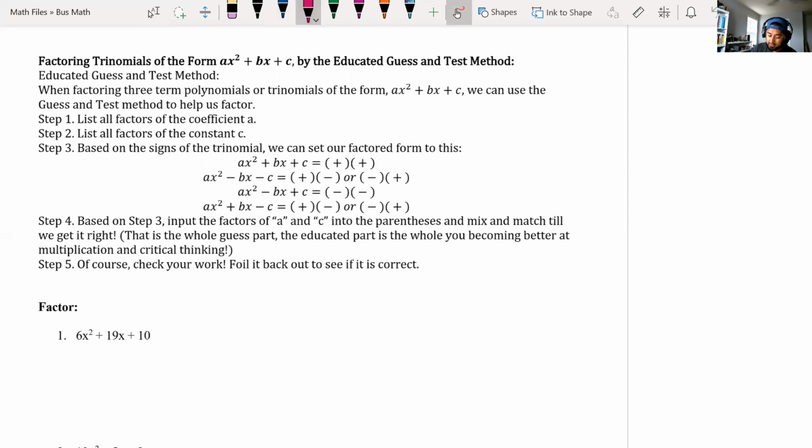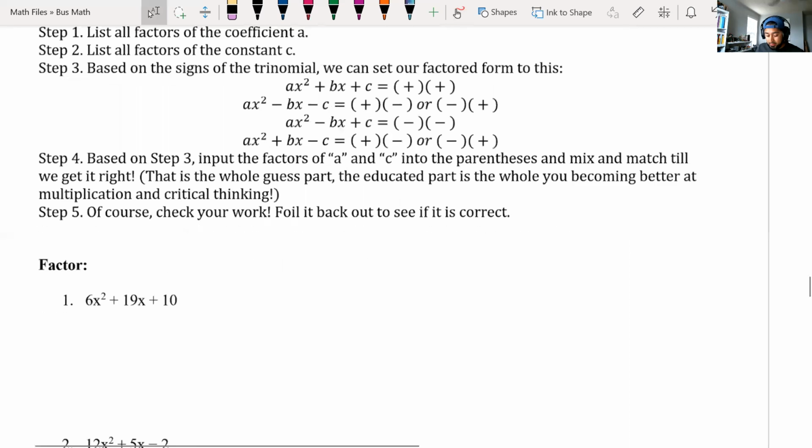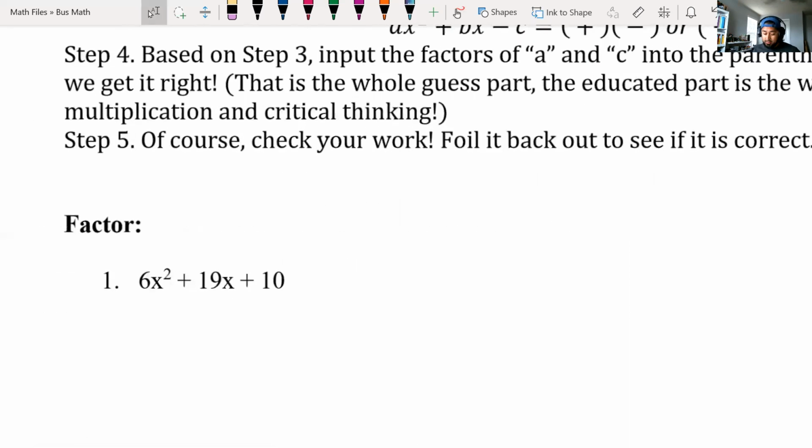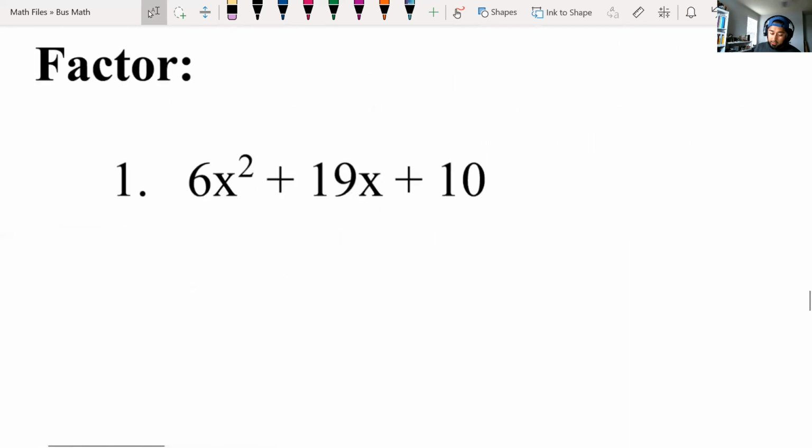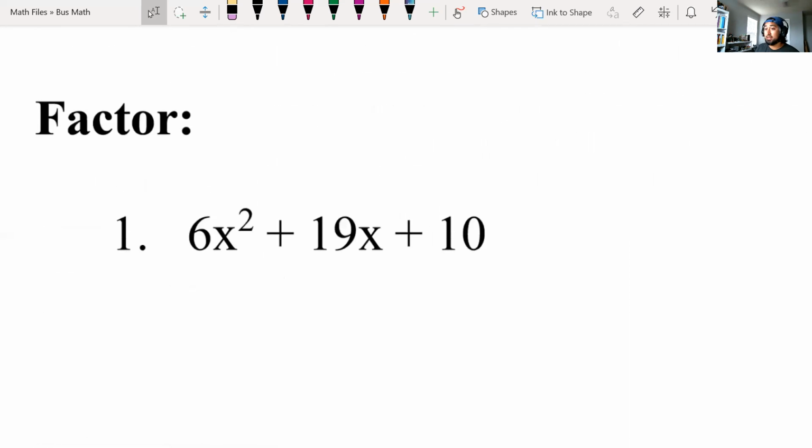And then just like last time, whatever the signs of your trinomial are, that's going to tell us how to set up our parentheses. And then based on all the factors we have from the leading coefficient and the constant, we're going to mix and match them until we get it right. Okay, we'll be factoring masters by the end of today, hopefully. So let's start with number 1, using the guess and test method.